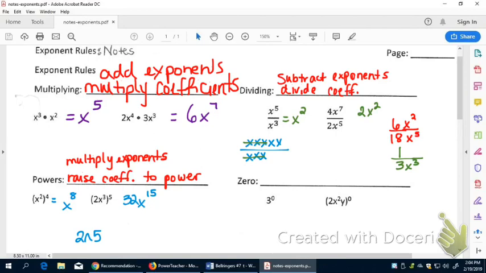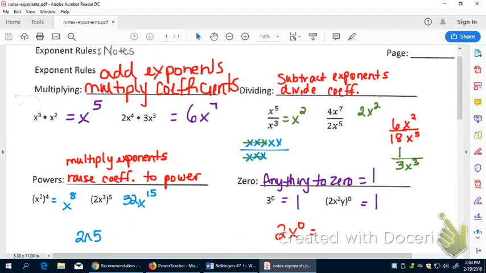All right, anything to the 0 power equals 1. So 3 to the 0 is 1. 2x squared y, all to the 0 is 1. And again, I have one more example. 2x to the 0. Told you anything to the 0 power is 1.